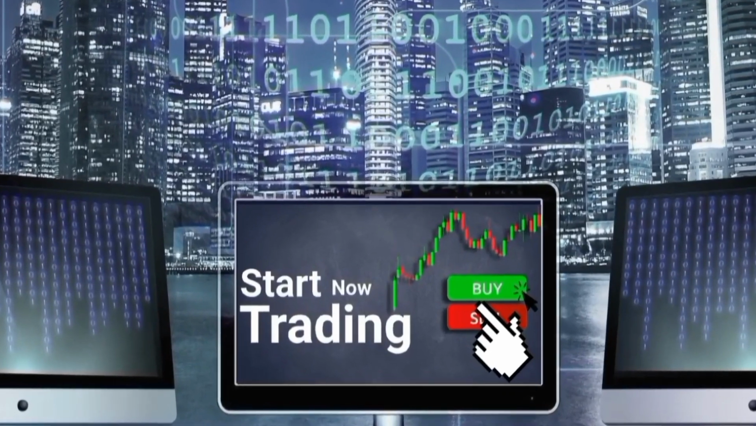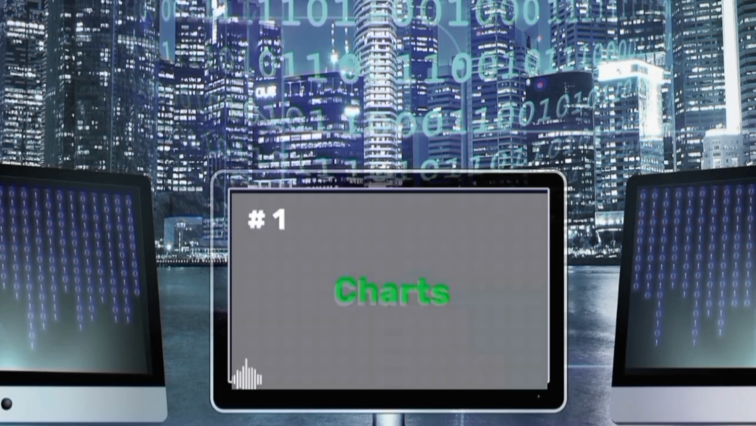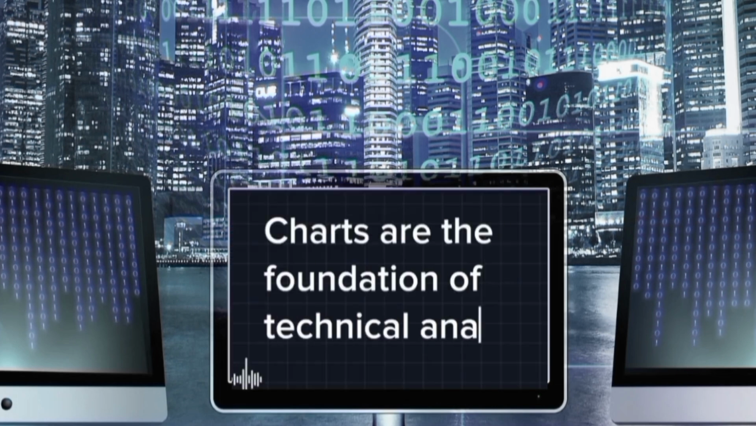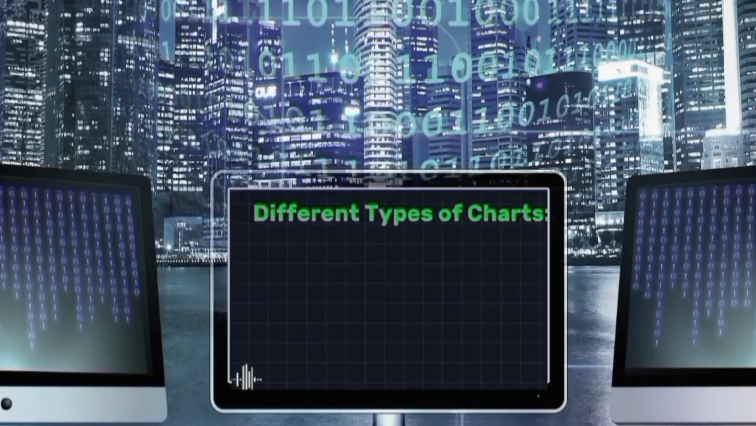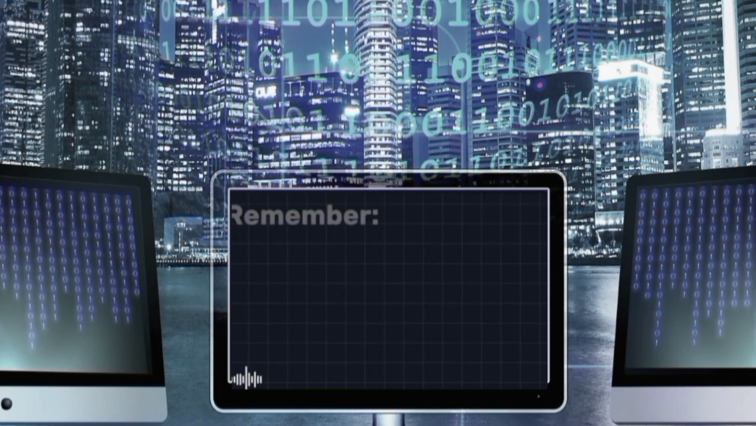In the previous video, we discussed the first element of technical analysis, the chart. We briefly explained the three main types of charts: line, bar, and candlestick, and talked about their uses.